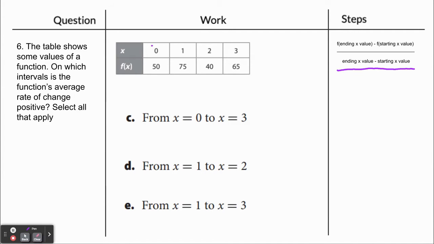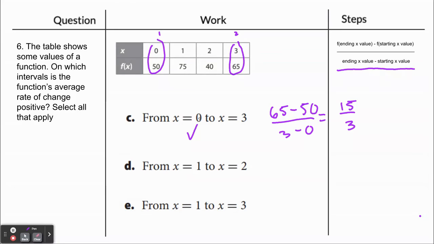So we're going from 0 to 3 in this situation. So I'm going to call this point 1 and point 2 for C here. So what that tells me is I'm going to do 65 minus 50 over 3 minus 0. Simplifies to 15 over 3. So in this one here, I could simplify it all the way, but I'm only asked, is the average rate of change positive? In this case here, yes, it is positive. So I can move on to the next one.